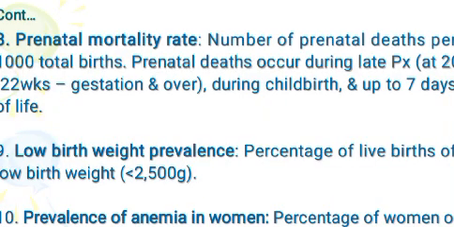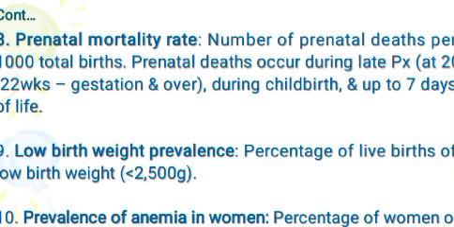8. Perinatal mortality rate: number of perinatal deaths per 1,000 total births. Perinatal deaths occur during late pregnancy at 20 to 22 weeks gestation and over, during childbirth, and up to 7 days of life. 9. Low birth weight prevalence: percentage of live births of low birth weight, less than 2,500 grams.